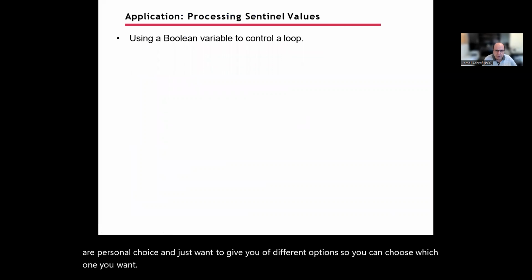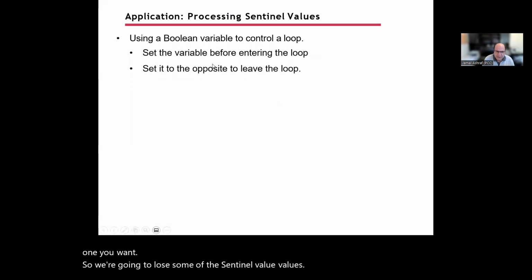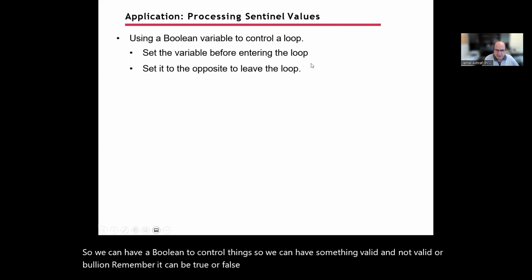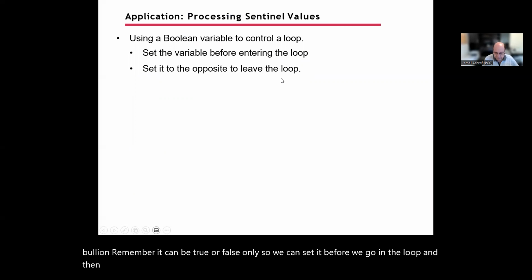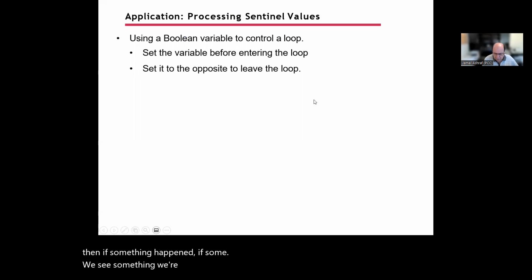So we're going through some of the Sentinel values. We can have a Boolean to control things, something like valid and not valid. Remember, a Boolean can be true or false only. We can set it before we go in the loop, and then if we see something happen, we change that Boolean value. Then your loop is going to stop.